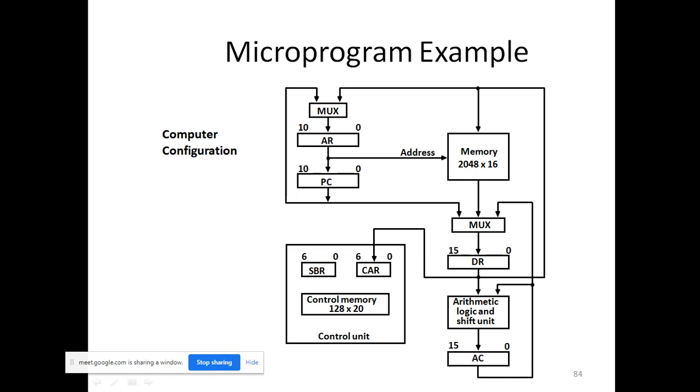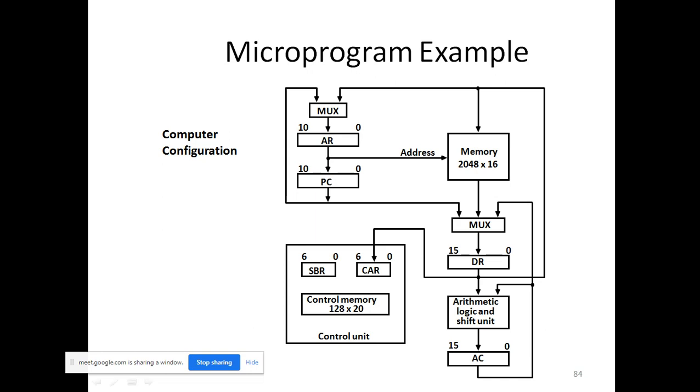After that, the designer writes the code for the control memory for generation of the control signals. So the designer codes the micro instructions, micro operations. For that, the designer generates a code for the control memory, and that is called microprogramming. This is the general microprogramming example.